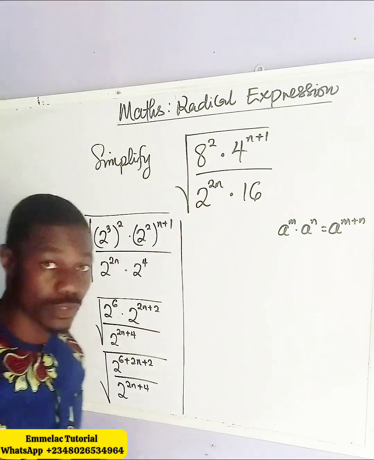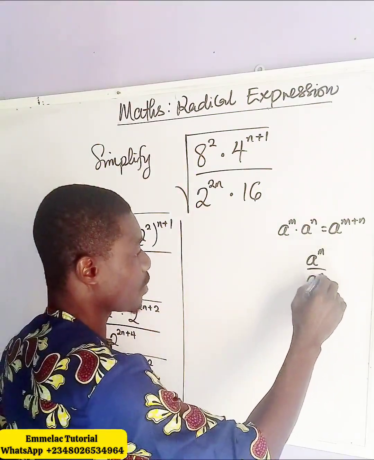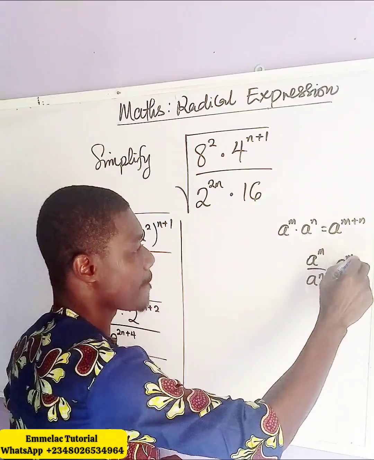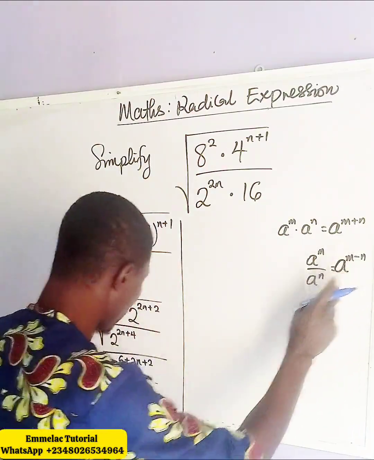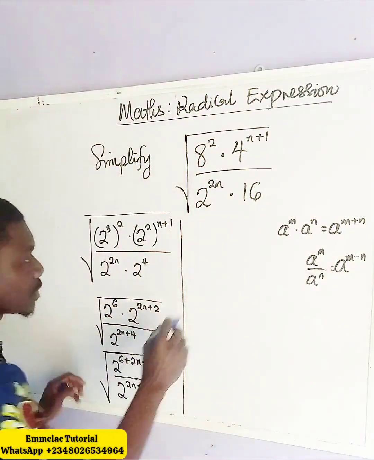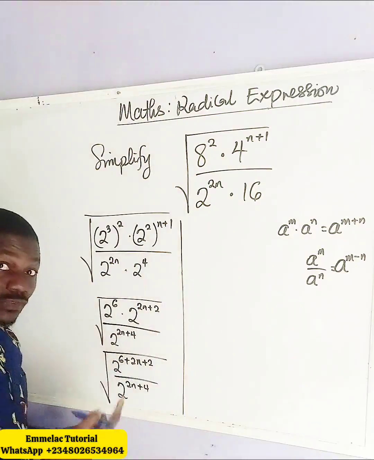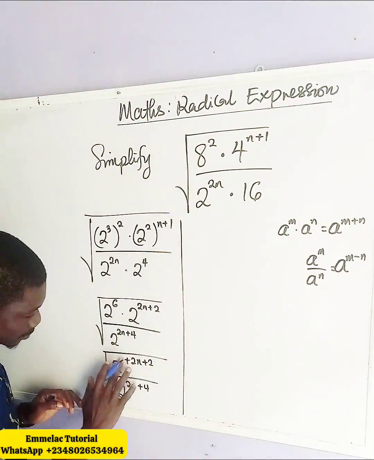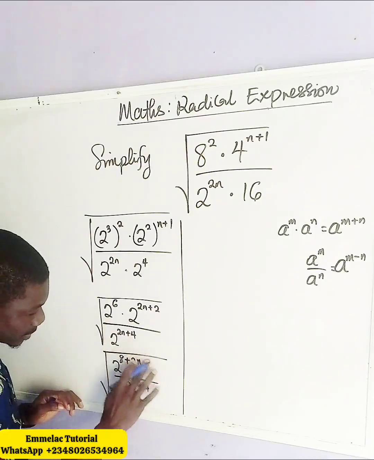Alright, now take note also, if you have a raised to the power of m all over a raised to the power of n, as long as they have the same base, this becomes a raised to the power of m minus n. That is according to the law of indices. Now we are going to apply this here, so 6 plus 2 just gives us 8 here. Let me just put 8 here and clean this.